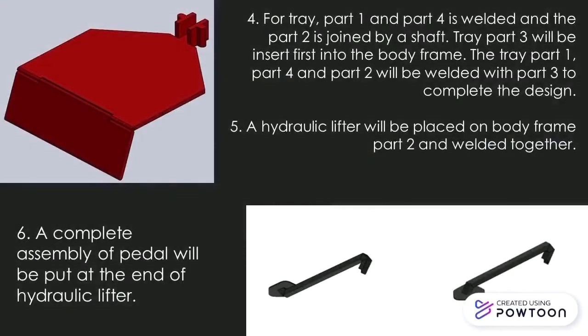For tray, part 1 and part 4 are welded and part 2 is joined by a shaft. Tray part 3 will be inserted first into the body frame. The tray part 1, part 4 and part 2 will be welded with part 3 to complete the design. A hydraulic lifter will be placed on body frame part 2 and welded together. A complete assembly of pedal will be put at the end of the hydraulic lifter.